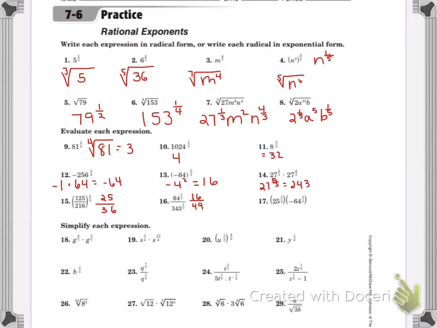A problem like number 17, they don't have the same base, so you don't want to add the exponents, like you did above it. You can't add because they don't have the same base. So I would just go ahead and work it out. The square root of 25 is 5. You can figure that out. The cube root of -64 is -4. So I would work them out individually and then multiply, which would give me -20.